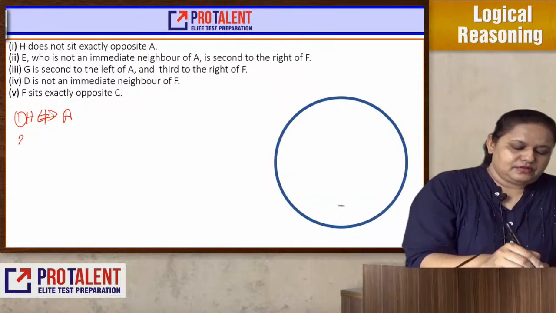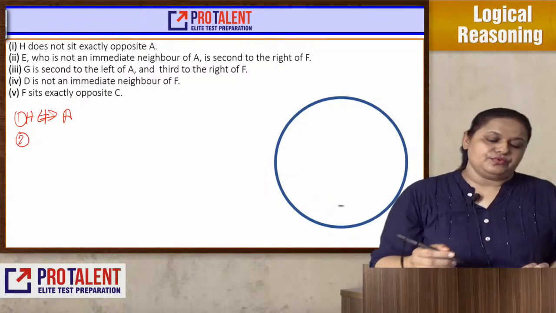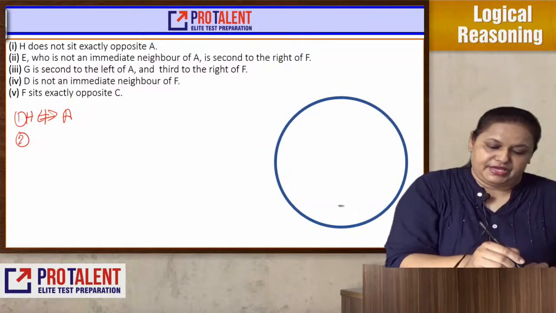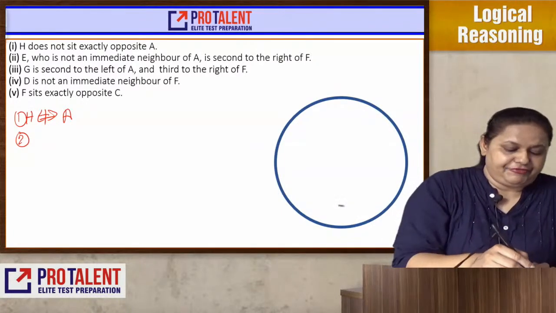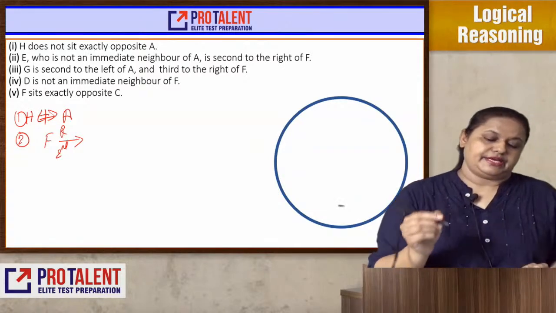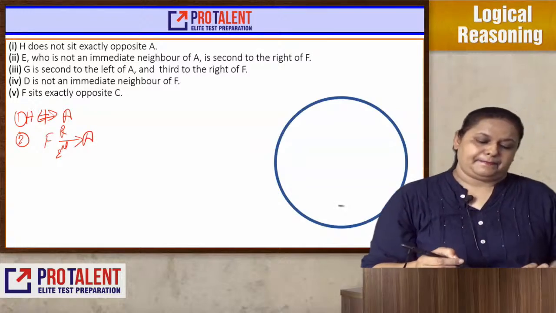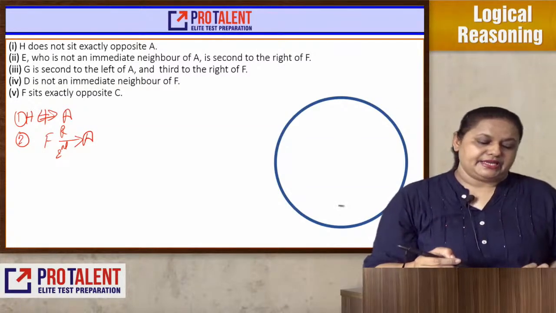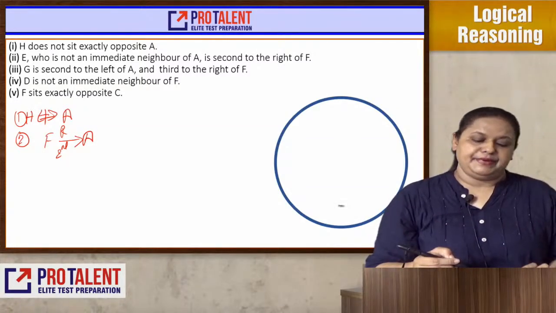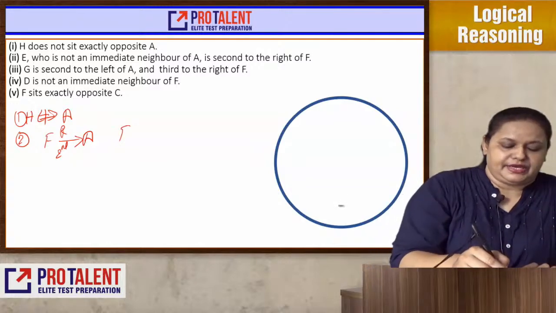What is the second? E, who is not an immediate neighbor of A, is second to the right of F. F, right side in the second position, is A. And E, who is not an immediate neighbor of A, so E and A are not neighbors.